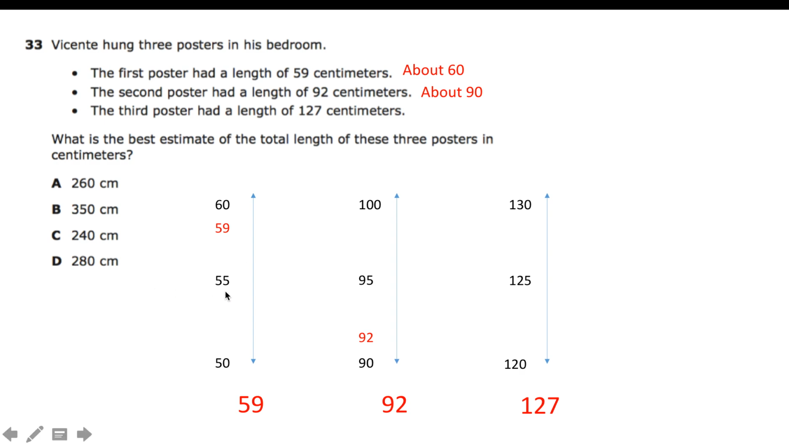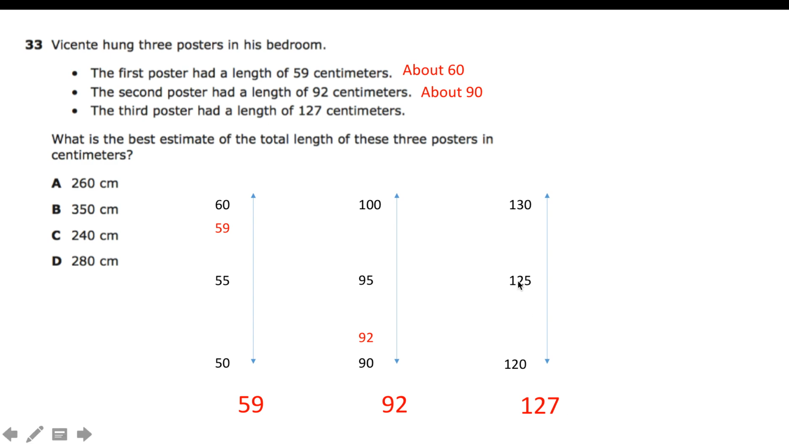125. You'll notice a pattern that all of these numbers end in zeros at the top and bottom, and all of the numbers halfway end in fives. That's because we're counting by tens to the top and bottom, and we're counting by fives because 5 is halfway between 0 and 10. So now we have to put 127 on our number line.